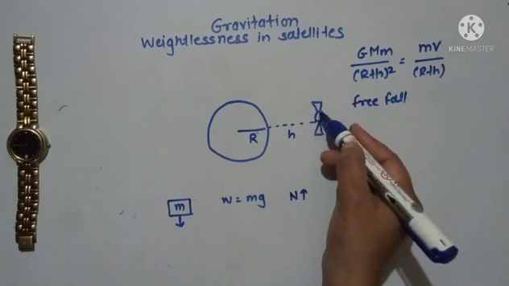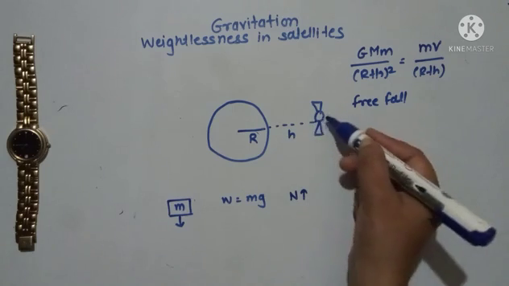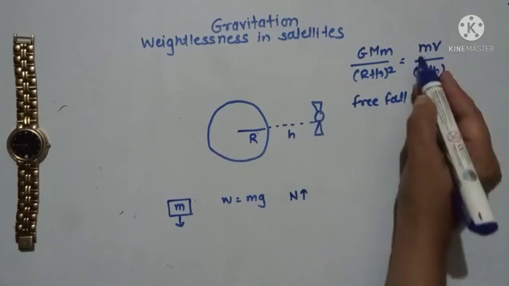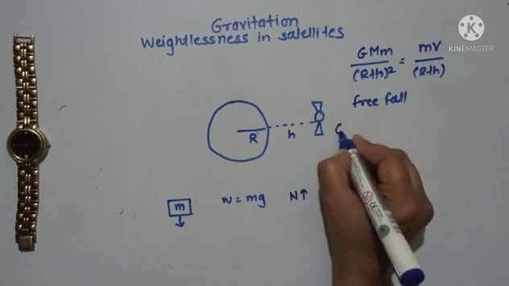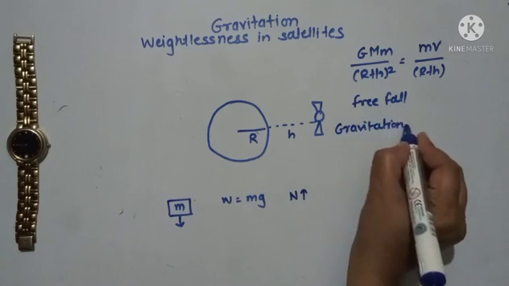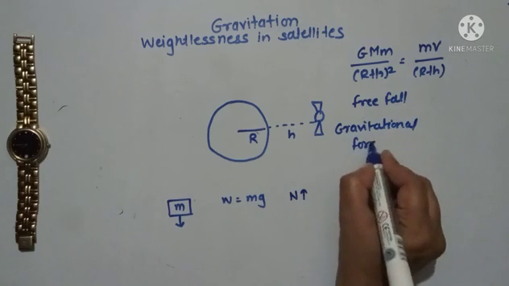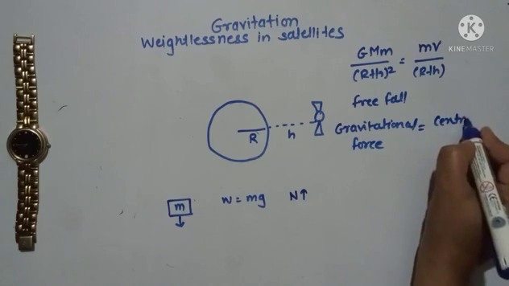So the satellite is still in the gravitational force field, and that gravitational force is balanced by the centripetal force. This is very important, so I'll write it here: the gravitational force is balanced by the centripetal force.